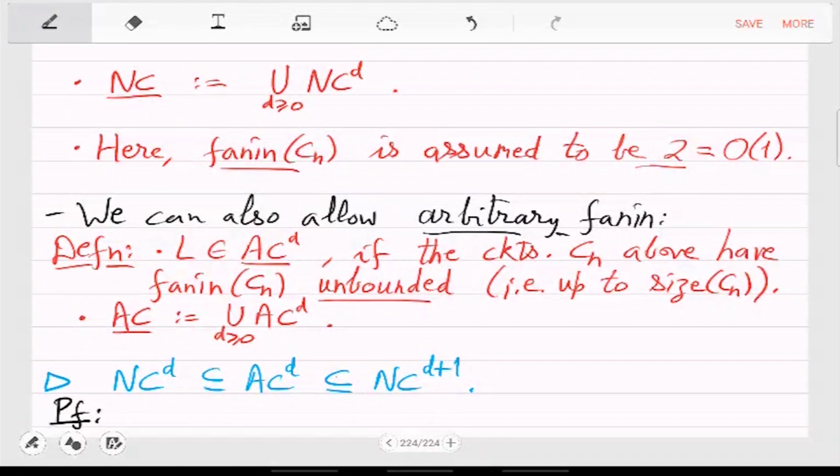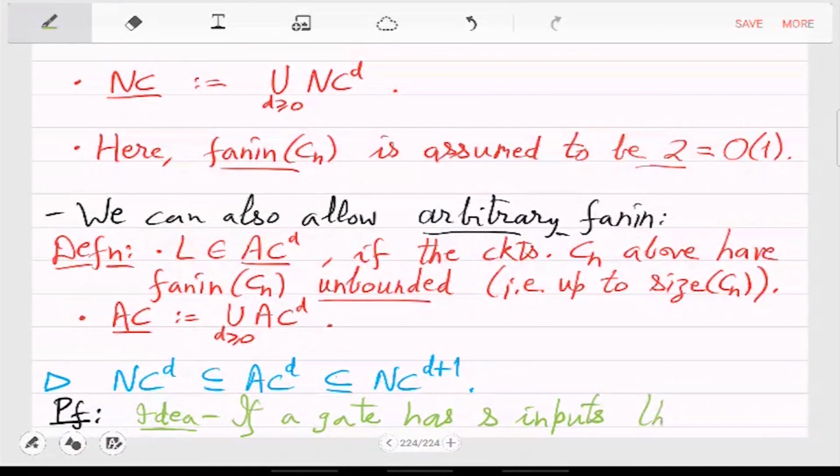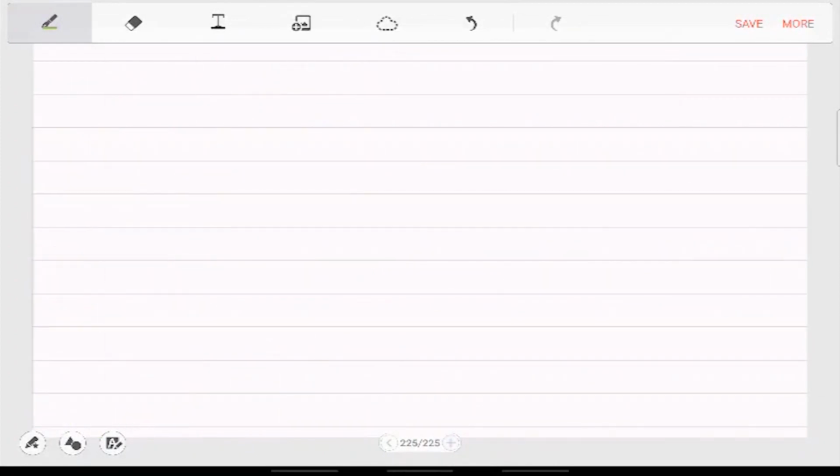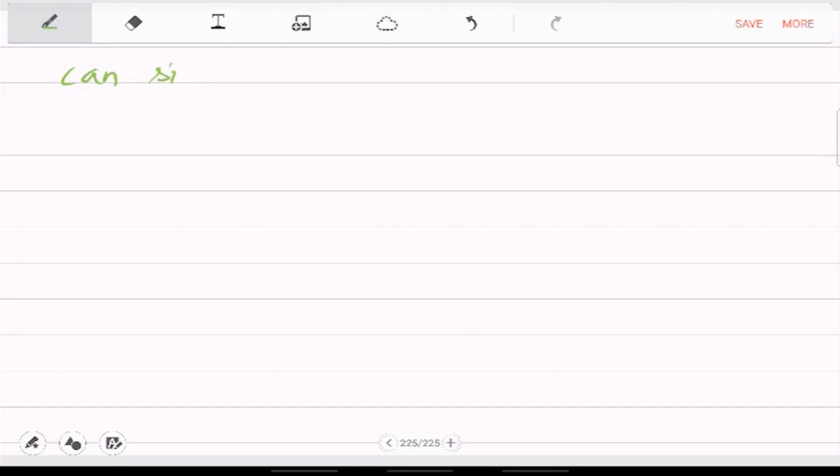So the idea is, if a gate has S inputs, then we can simulate it in log S depth, fan-in 2 circuit.